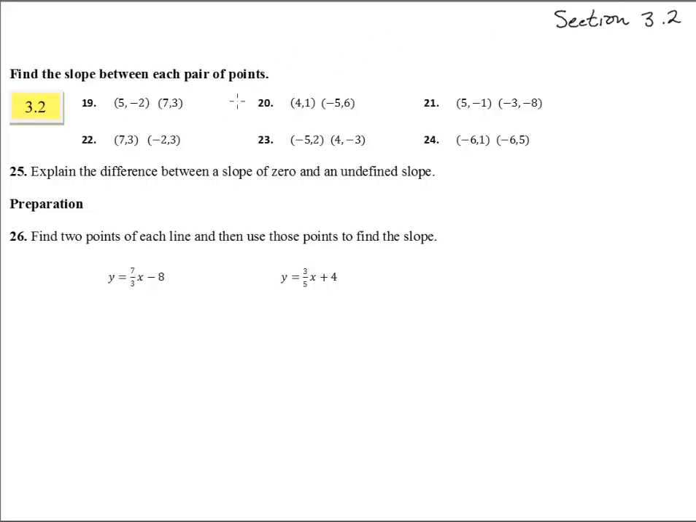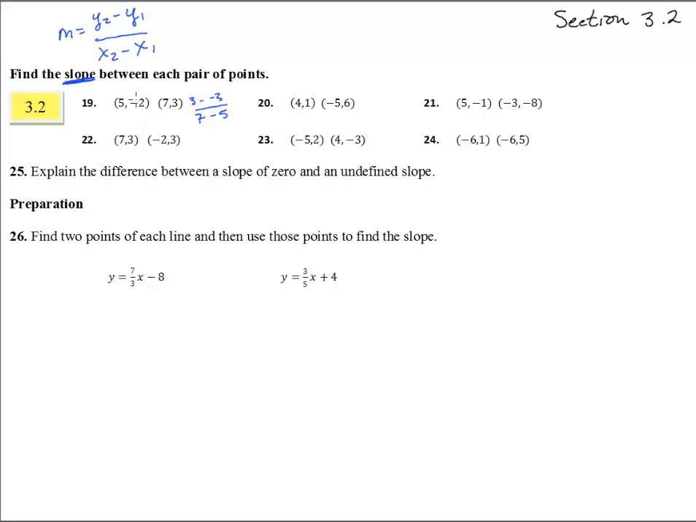Here we are in section 3.2, numbers 19 through 26. Find the slope. Now remember the formula that we came up with, y2 minus y1 over x2 minus x1. Subtract the two different y's, subtract the two different x's, and put the y's on top. So here we're going to have the slope is 3 minus negative 2 over 7 minus 5.